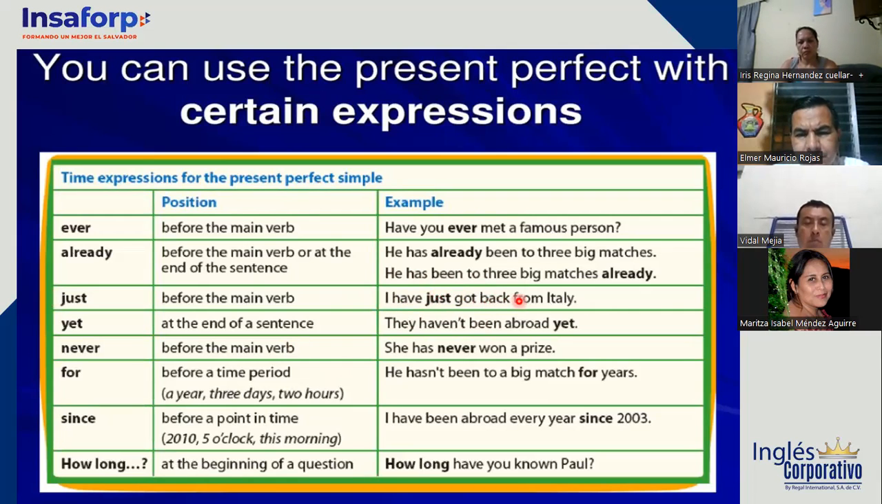When you listen to that sentence, guys, what do you think or what do you understand by that? I have just got back from Italy. Justamente acabo de regresar de Italia. We can say something like that. Yeah, and that will be one option. Another one?